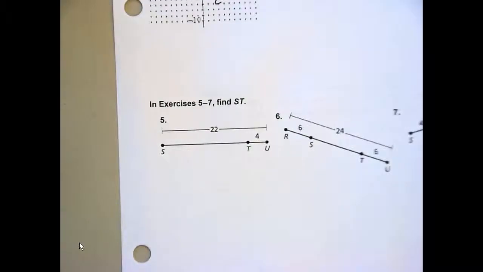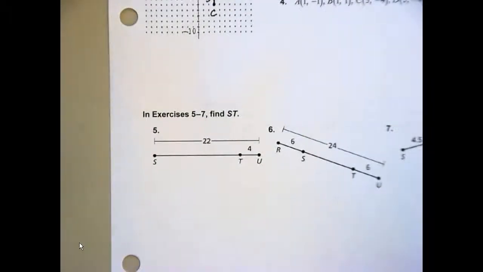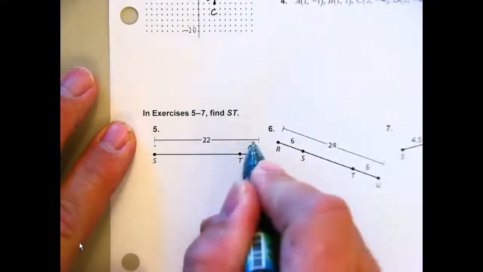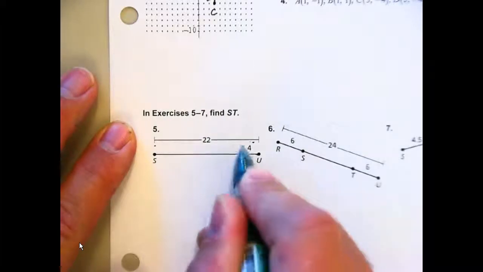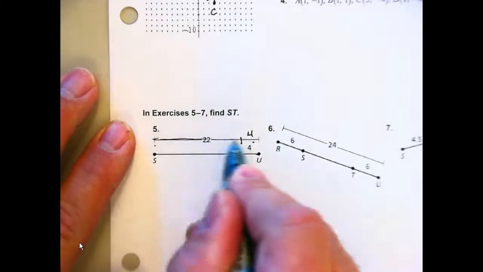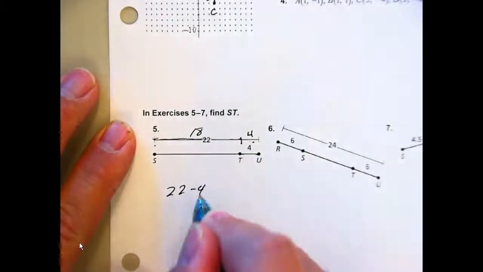Number 5. I want you to find ST with your groupies. Figure out what you do. Anyone tell me how to find ST? We're not measuring. They've already given us lengths. Annika? Subtract 4 from 22. We know the total length is 22, and we know this part is 4, that means that much of the 22 is 4. That means this much of the 22, or ST, has to be 18. So you're doing 22 minus 4 to get 18.